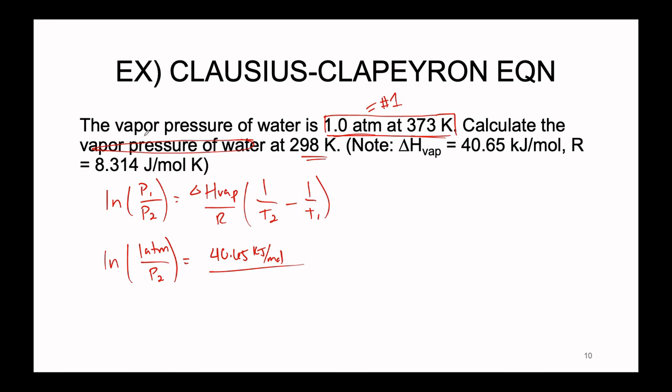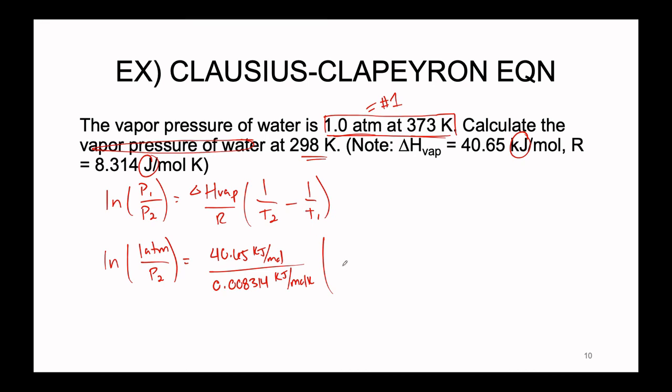So we want to make sure first and foremost that our units are working together. This is always going to be an aspect of every quantitative problem. We need to make sure that either the kilojoules get converted into joules or the joules get converted into kilojoules. I'm going to do the latter. So 8.314 joules per mole Kelvin is equal to 0.008314 kilojoules per mole Kelvin.